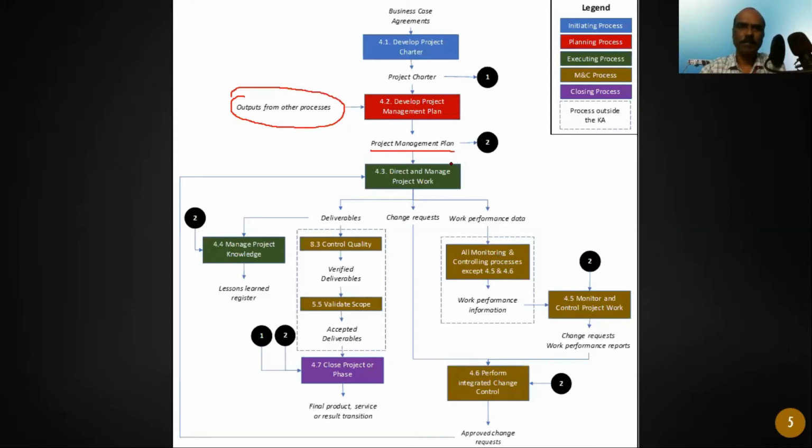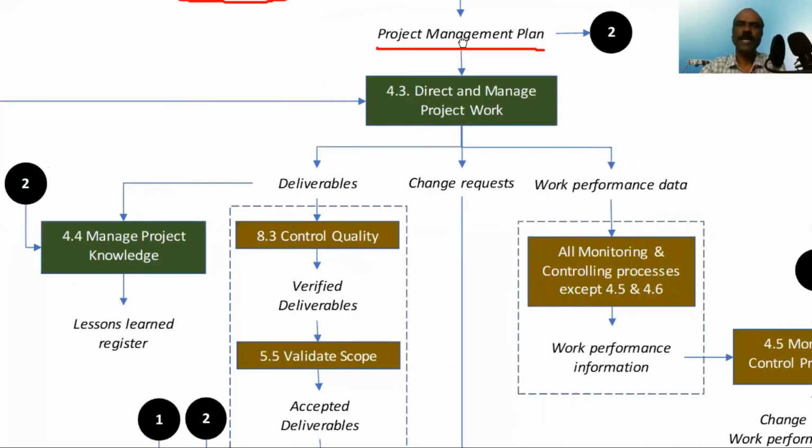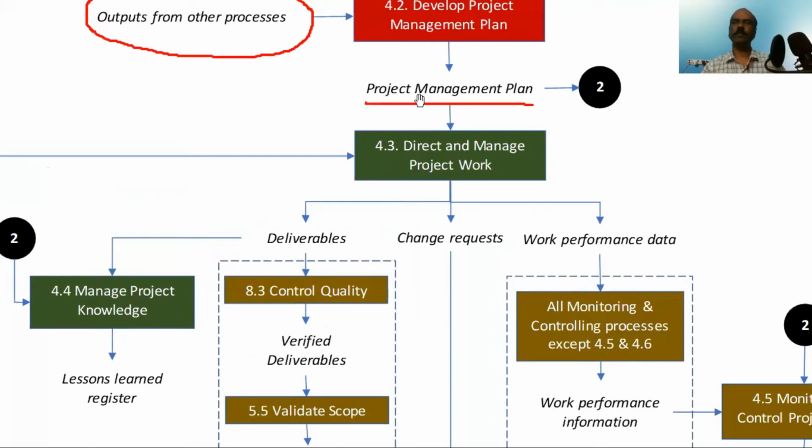Once the planning is completed, the next step is to move to execution. Once the planning is completed, that means your project management plan is established and baselined, then you need to move to execution. So this is an execution process, 4.3, Direct and manage project work. So what do we do here? We do the actual work in this process. And how do we do the actual work? Based on whatever we have planned according to the project management plan.